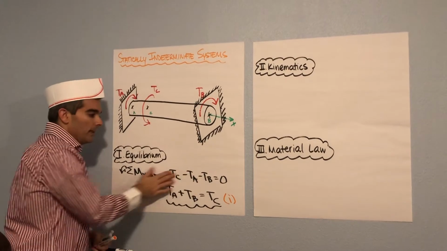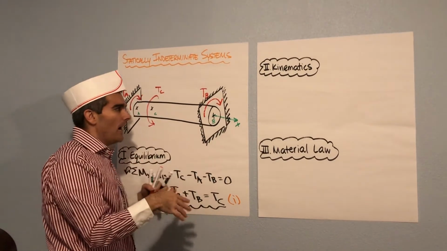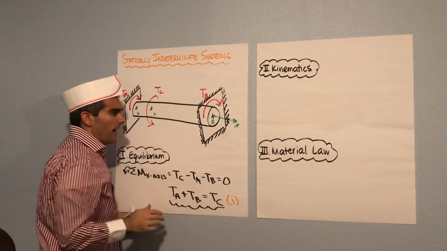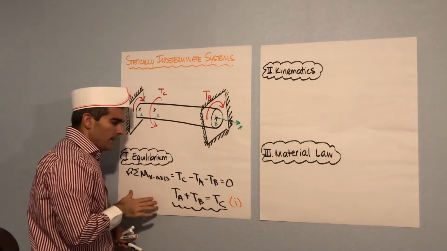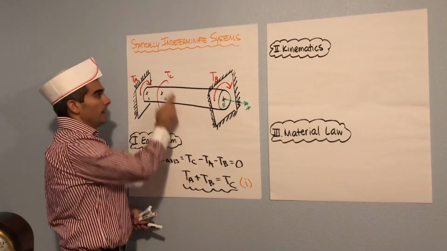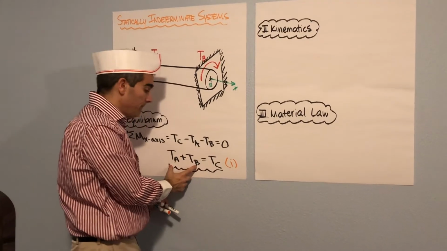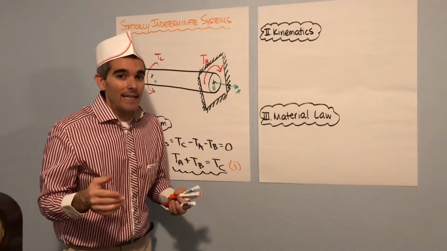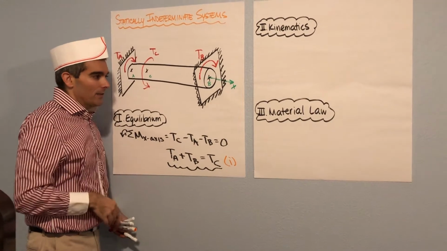But this is the only equation that we get from equilibrium. We can't sum forces in the x or sum forces in the y, because that's really not applicable. All we're dealing with is this one-dimensional system in torsion, so we can only sum our moments about the x-axis. So we have one equation of equilibrium, but we have 2 unknowns. TC is a known quantity, so we just have 2 unknowns, TA and TB. And that means we have a system that is statically indeterminate.